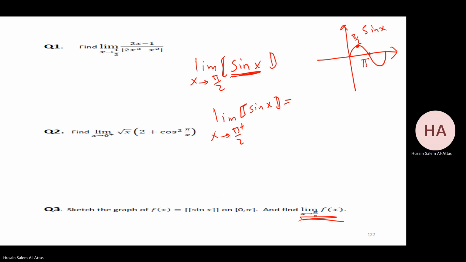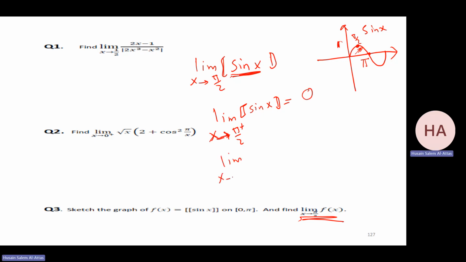Okay, goes to pi over 2 from right. What will you do? Pi over 2 and more will be here. So it means this is 1, so something less than 1. So it will be point something. So that will be 0.